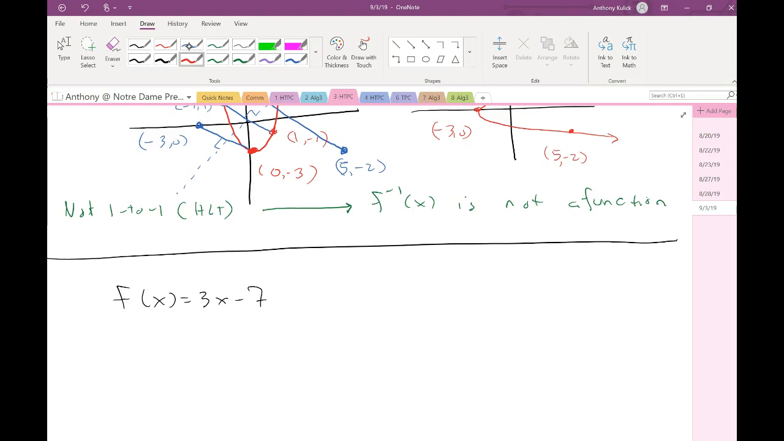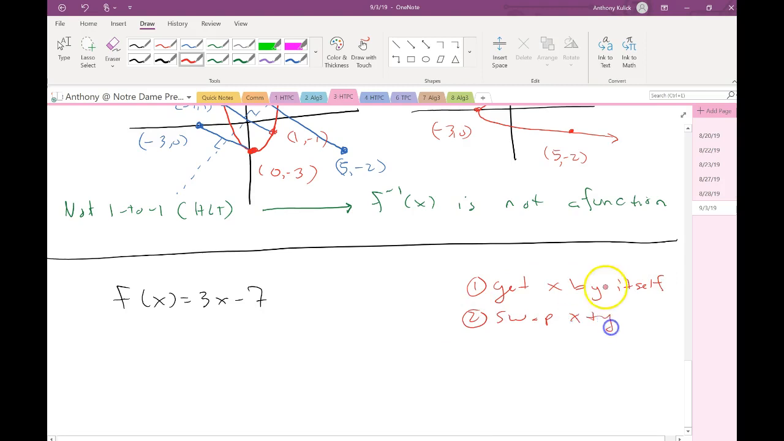I heard lots of things. Sydney, you said something, right? Good. Yeah. Get the x by itself, and then swap x and y. I'm going to put in a step 0.